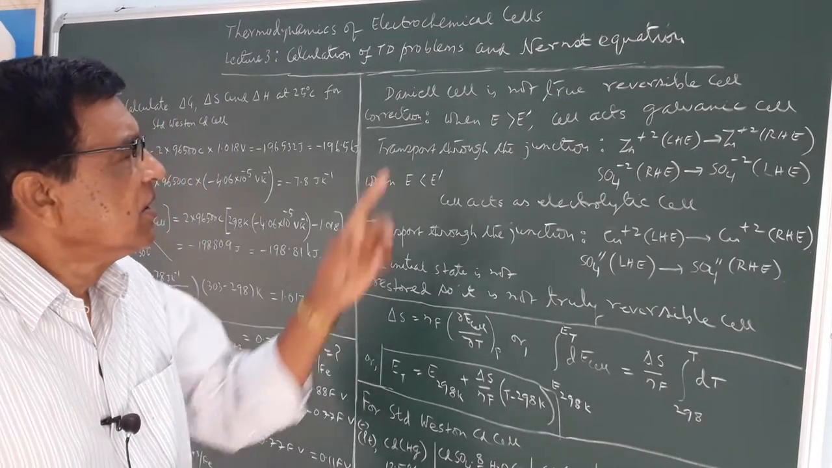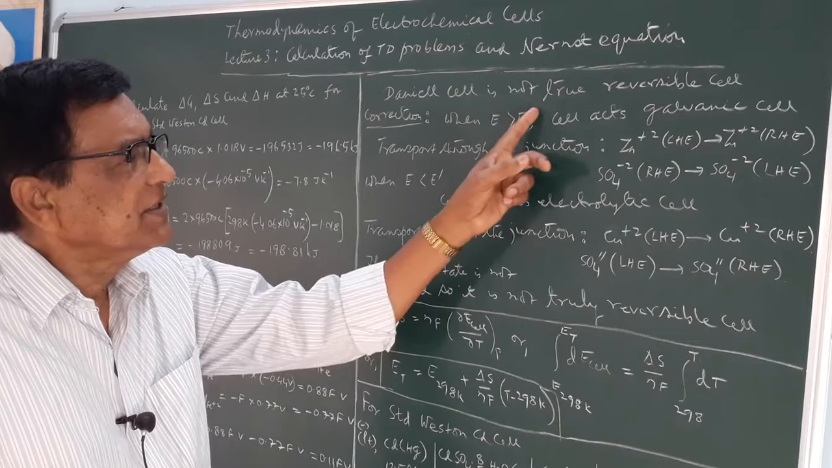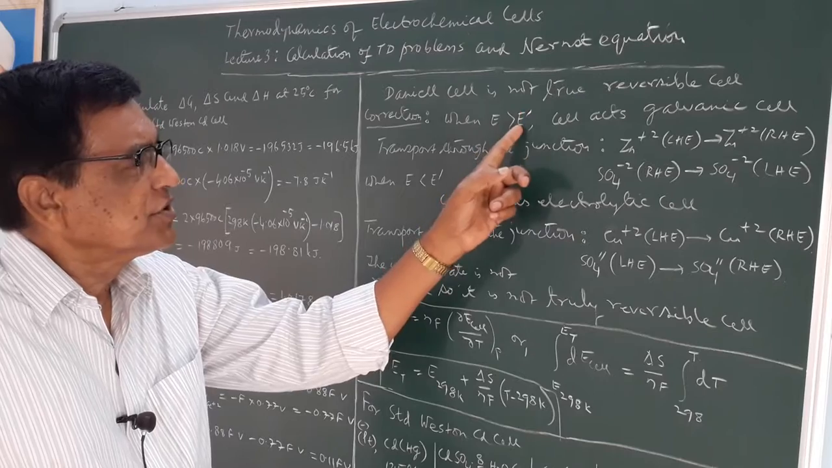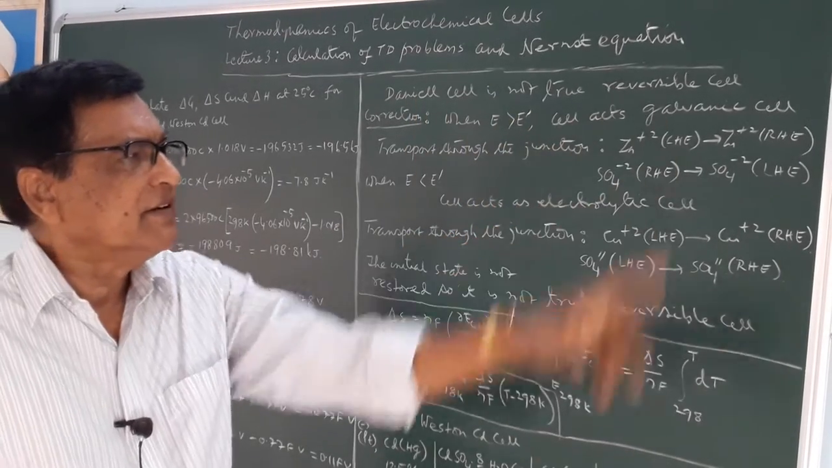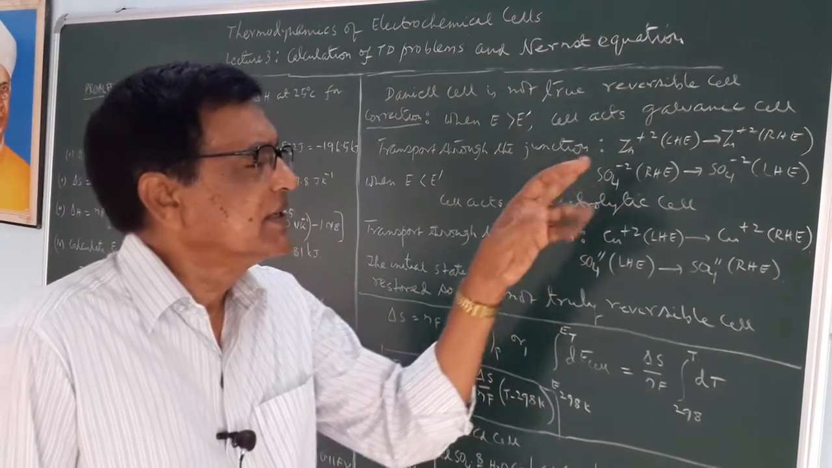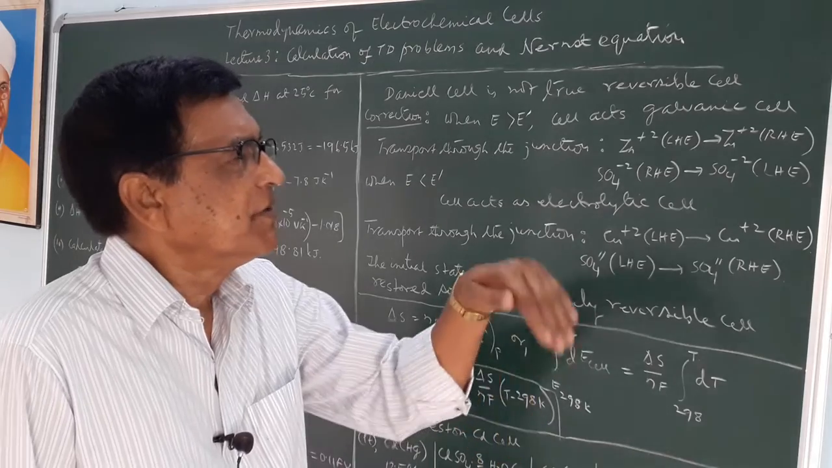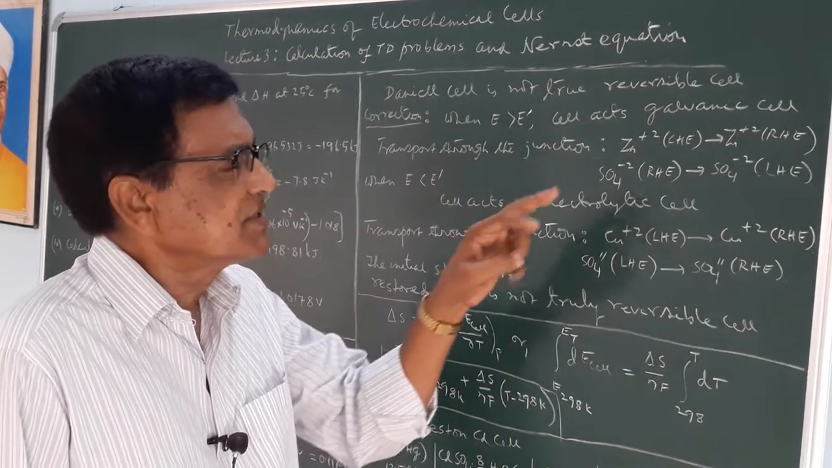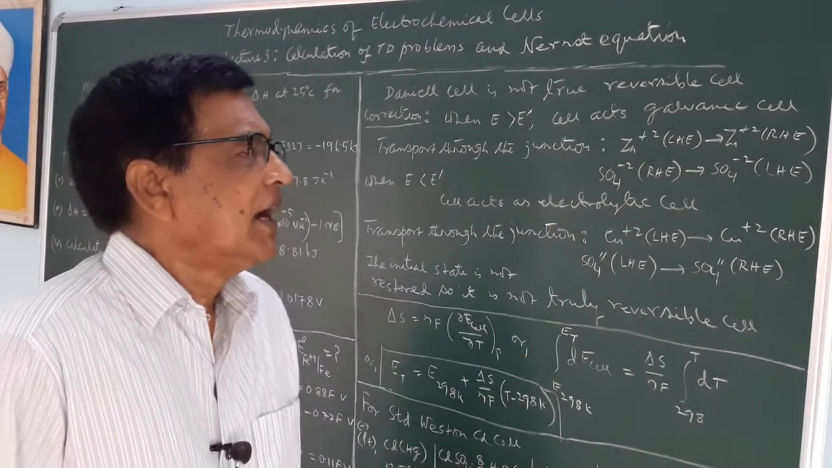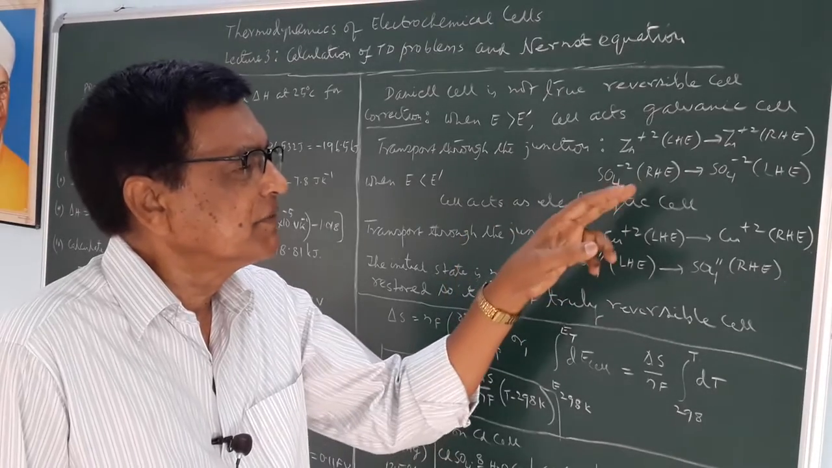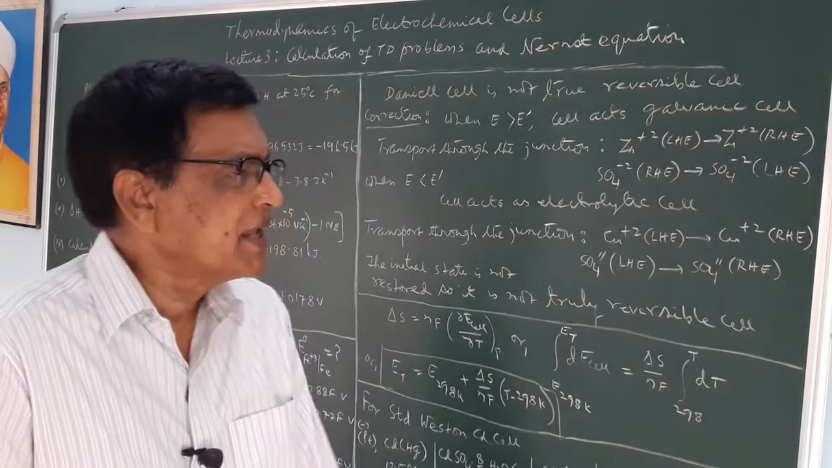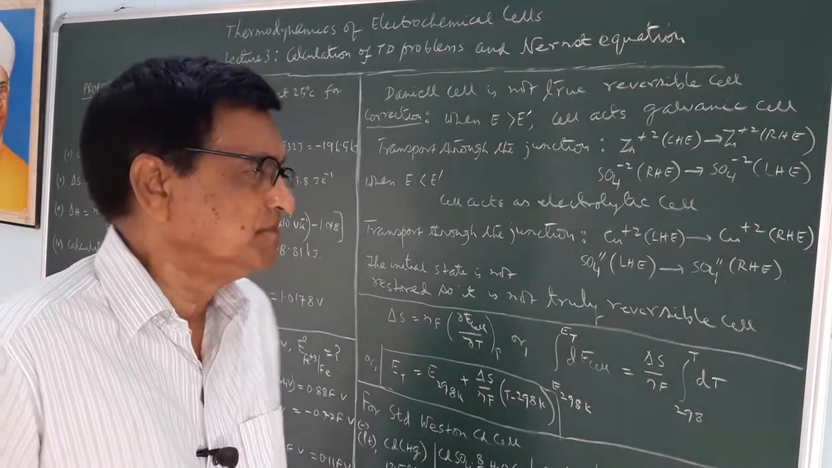One thing is missing. When E is greater than E dash, meaning the cell potential is greater than the external or opposing potential, the cell reacts as a galvanic cell. Zinc is dissolved and copper is deposited, but at this junction zinc ion is moving from the left hand side to the right hand side, and the sulfate ion is moving from the right hand side to the left hand side, as sulfate ion in the right hand side remains in excess as copper is getting out.